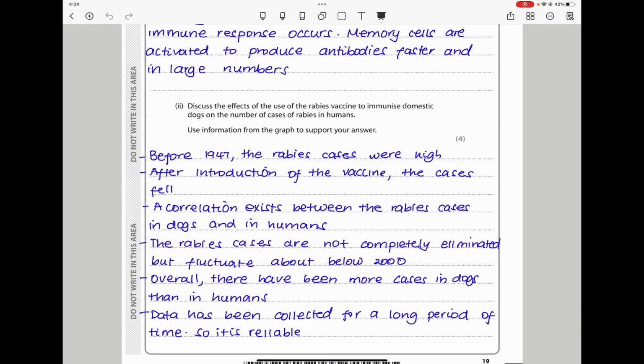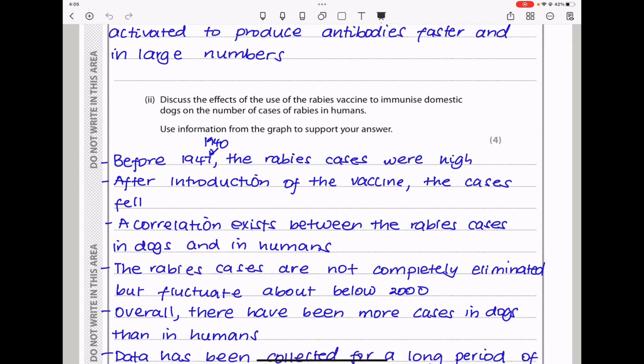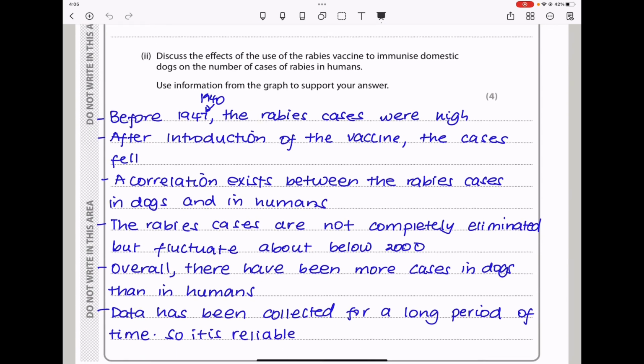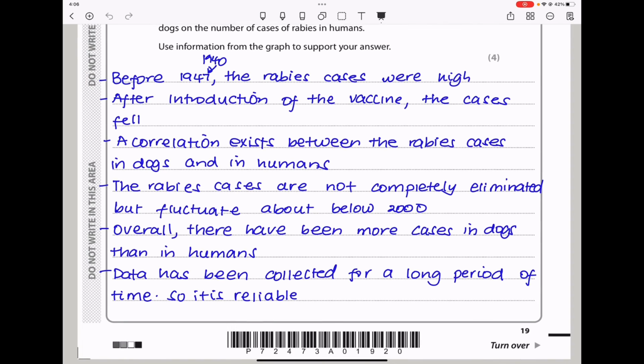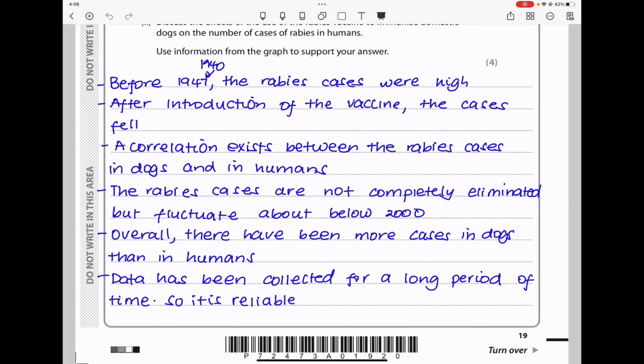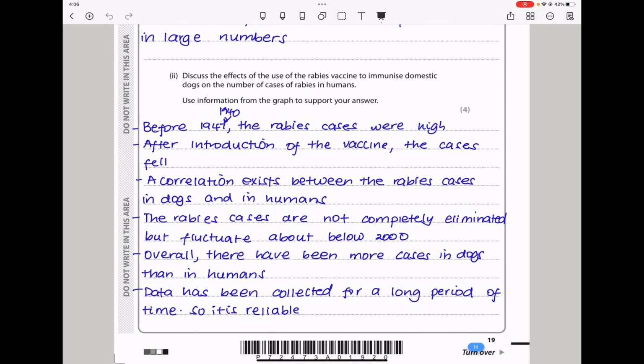Down here they say, discuss the effects of the use of the rabies vaccine to immunize domestic dogs on the number of cases of rabies in humans. Use the information from the graph to support your answer. To be more specific, I'm going to change this to 1940. Before 1940, the rabies cases were high. After introduction of the vaccine, the cases fell. However, a correlation exists between the rabies cases in dogs and in humans. The rabies cases are not completely eliminated, but fluctuate about a value below 2,000. Also, overall, there have been more cases in dogs than in humans. Also, the data has been collected for a long period of time, so it can be reliable.